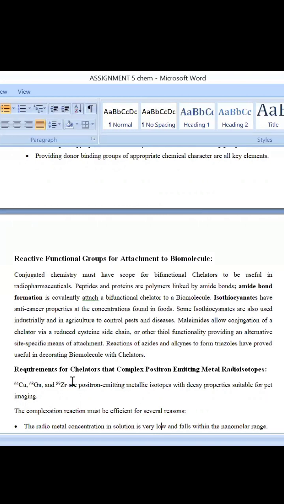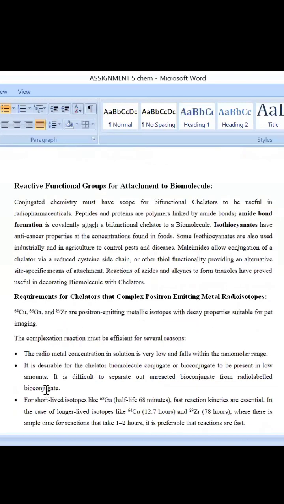Next point is requirements for chelators that complex positron emitting metal radioisotopes. Copper-64, gallium-68, and zirconium-89 are positron emitting metallic isotopes with decay properties suitable for PET imaging. The complexation reaction must be efficient for several reasons. The radiometal concentration in solution is very low and falls within the nanomolar range.